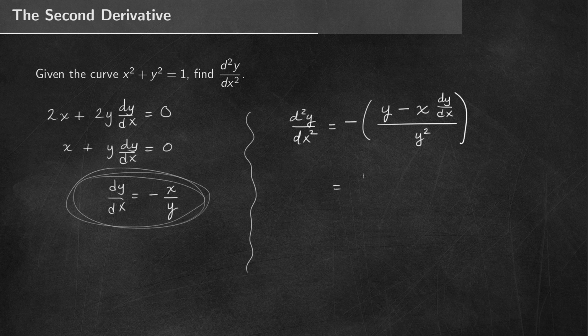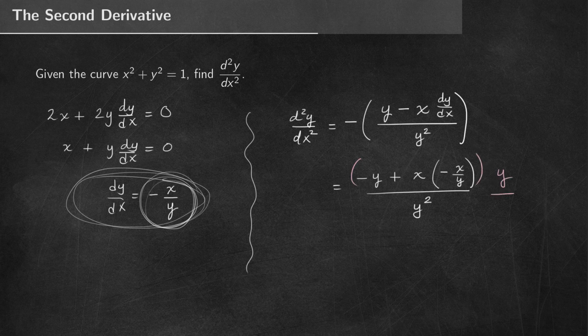Now I can distribute my negative, so I have negative y plus x times dy/dx, and I'm not going to keep dy/dx in my answer. I'm going to substitute negative x over y in for dy/dx, because that's what my first derivative is equal to, over y squared. I have a complex fraction, that means a fraction inside of a fraction, so we multiply by the least common denominator of our inside fraction over itself.